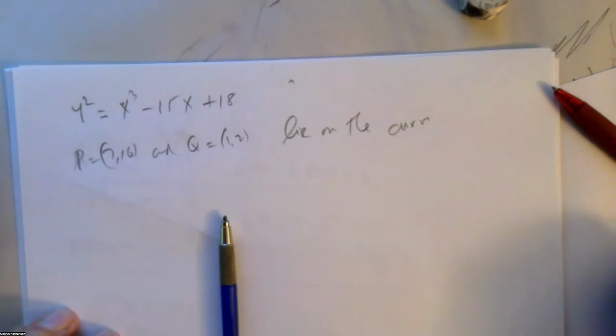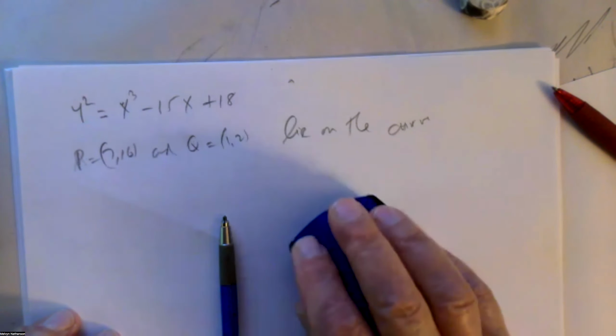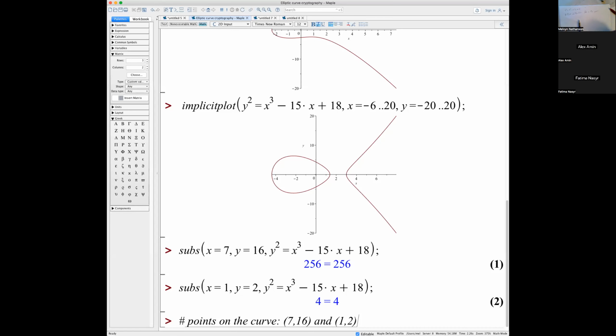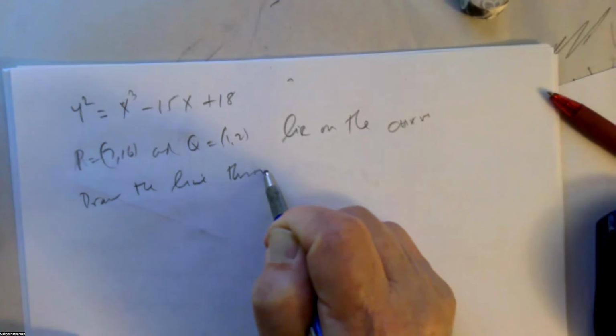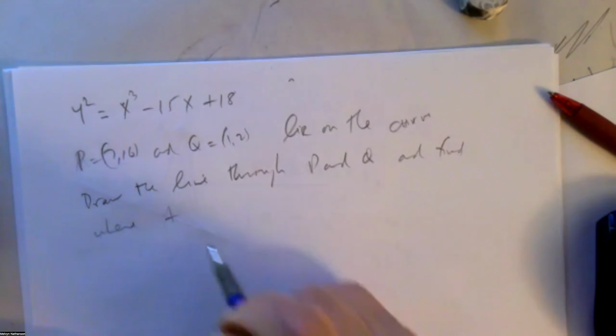Let me go back and see where they are. So the point (1, 2) is right about there, and the point (7, 16) is up there. Now, what I said was the rule is to draw the line through P and Q and find where it intersects the curve.